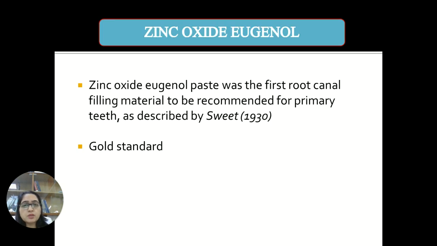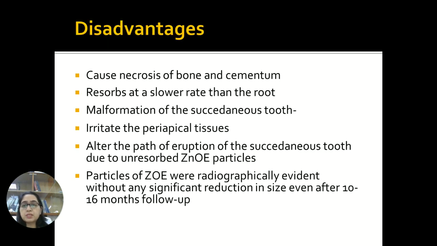Discussing one by one, zinc oxide eugenol. It was the first root canal filling material to be recommended for primary teeth by Sweet in 1930, and it has since then been the gold standard. We'll be discussing the disadvantages because the advantages are less as compared to the disadvantages.